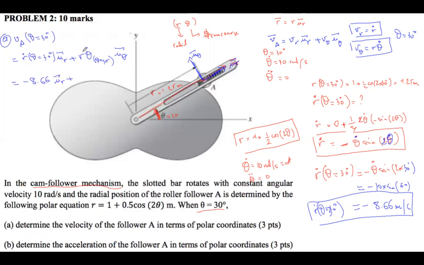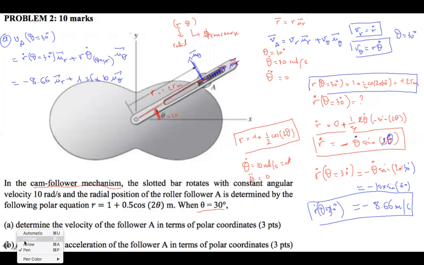So R theta dot, well, I know R is equal to what? Where did I calculate it again? R is this, 1.25. Now I have to multiply by theta dot. So what is theta dot? Okay, theta dot is just 10, U theta. So this velocity I'm looking for is simply minus 8.66 UR plus 12.5 U theta.